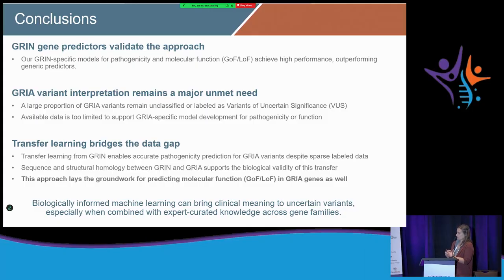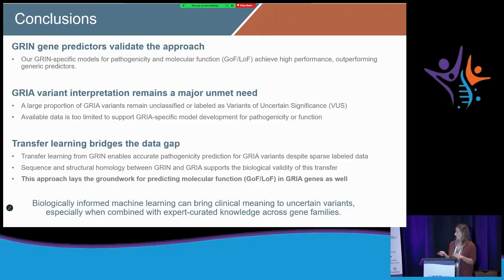So first, we developed two machine learning methods for GRI variants, demonstrating that having dedicated methods for specific genes increases accuracy. Second, that GRI variant interpretation remains a major unmet need, with most of the variants of uncertain clinical significance. And our first project, by applying transfer learning for a pathogenicity predictor, proved successful. It still can improve, but it lays a good foundation to move to build the first functional predictor for GRI variants.